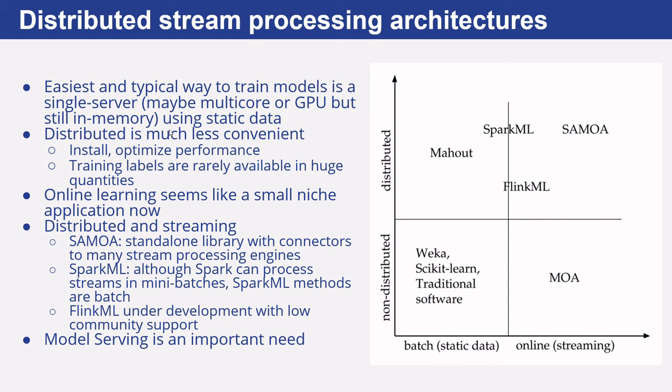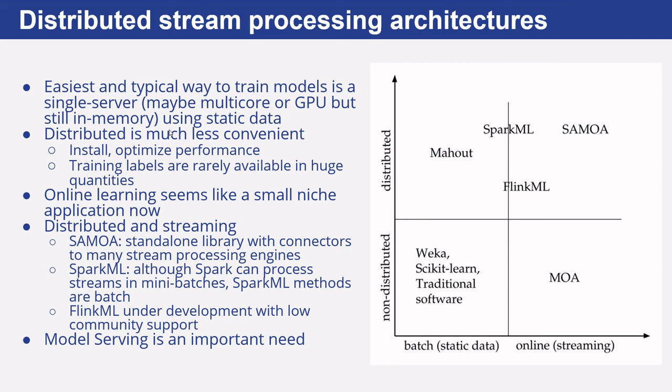as a factor in using distributed data processing less frequently, training labels are rarely available in huge quantities, so we rarely need to train very large models. Online learning seems like a small niche application at the moment.